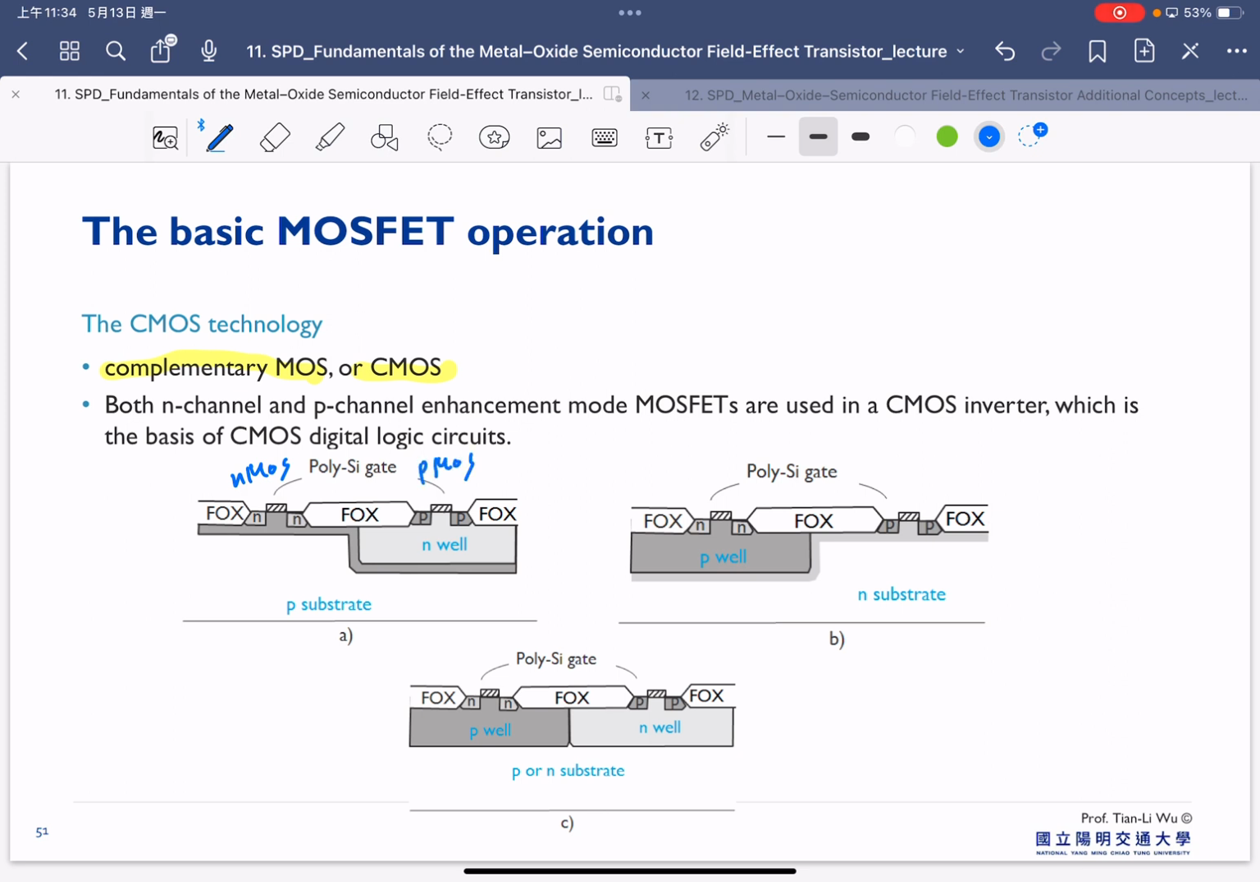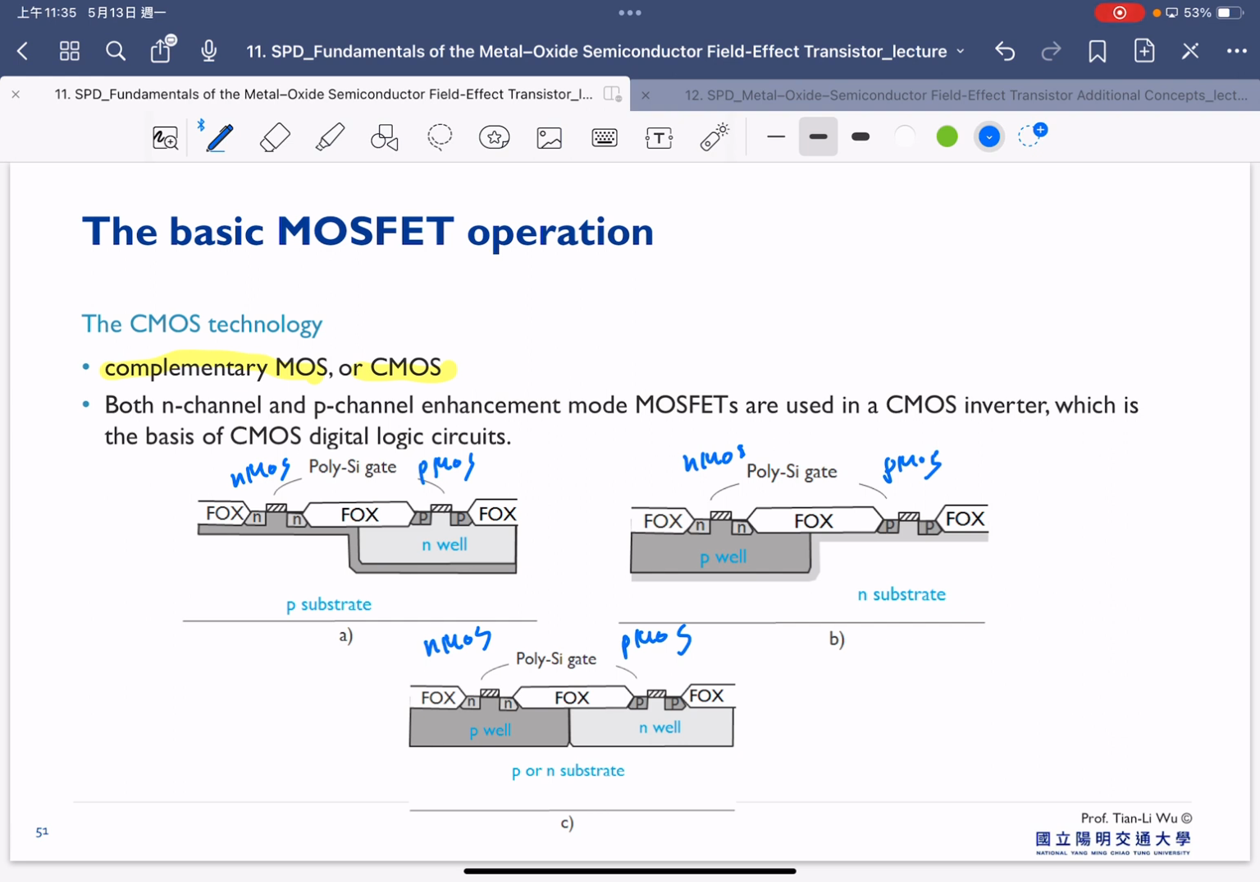Or we can also fabricate it in this way: NMOS, PMOS, and this is NMOS, PMOS. Here we won't introduce the detail of how these NMOS and PMOS can be simultaneously fabricated in the same process, but I think once you follow the semiconductor process class, you should have some knowledge, which will be lectured later regarding the fabrication for CMOS technology.